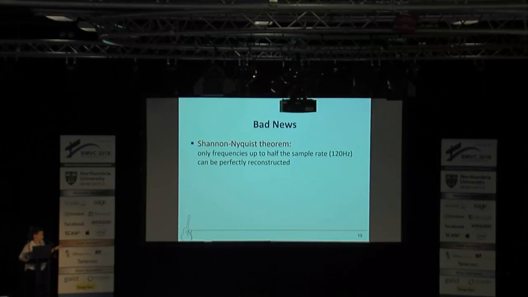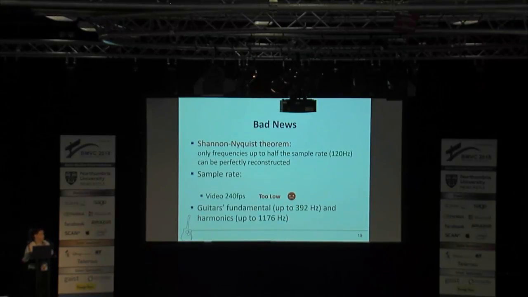However, we do have some bad news. According to Shannon-Nyquist's theorem, we can only perfectly reconstruct frequencies that are below half our sample rate. And since our sample rate is 240 frames per second, and guitar's frequencies are much higher than that, our frame rate is actually too low. Just to state that audio has about 200 times more sample rate than we do. So they have no problem with that. So how will we solve that?